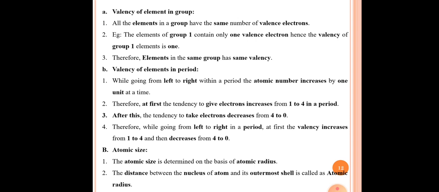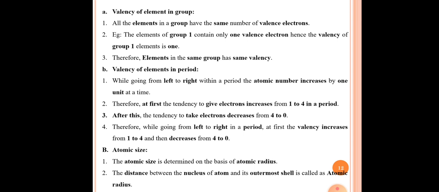In the next slide, we are going to see the valency of elements in a group. In the first property of periodic trends, that is valency, we are going to see the valency of elements in a particular group. The first point is that all the elements in a group have the same number of valence electrons. This is a very important point.